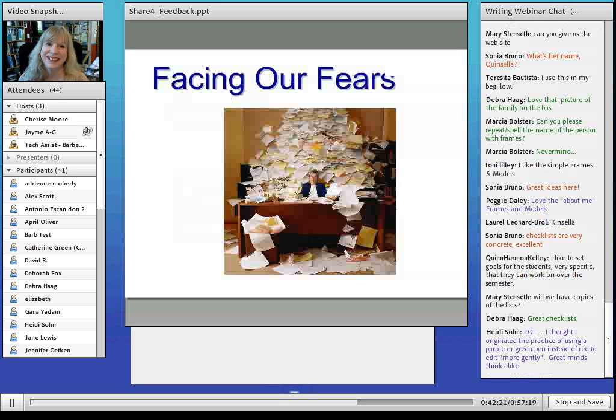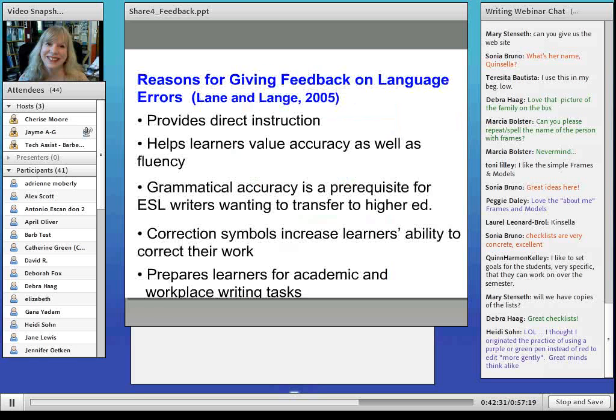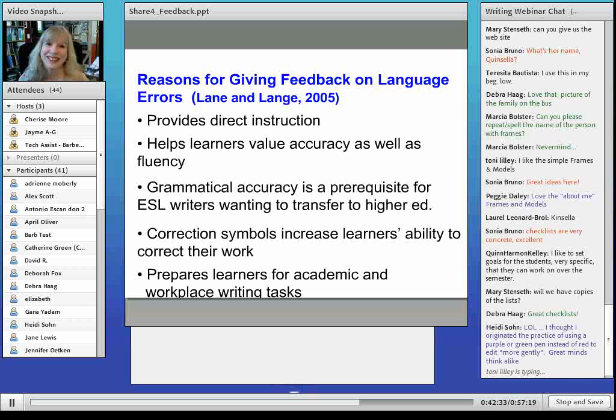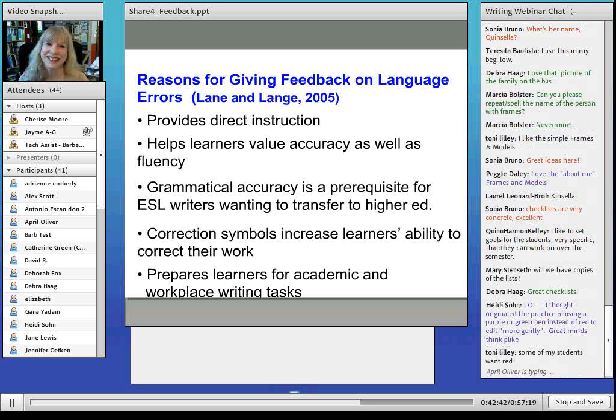So our role in providing meaningful feedback to our students is to first face our fears of what that means. So we really need to understand that we're not correcting every error. And this list, I'm not going to go over this bulleted list with you. You have it in the handout. But we know that we have to give direct instruction in the errors. We just don't have to give direct instruction in every error.